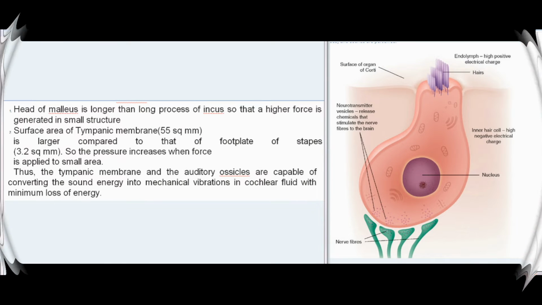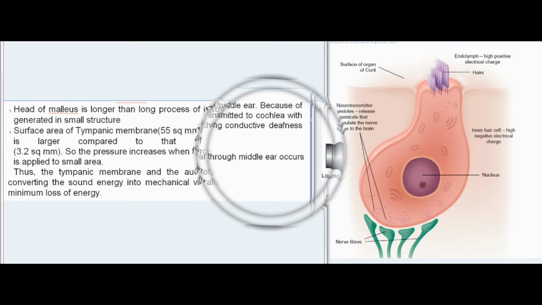Head of malleus is longer than long process of incus so that a higher force is generated in small structure. Surface area of tympanic membrane, 55 sqmm, is larger compared to that of footplate of stapes, 3.2 sqmm. So the pressure increases when force is applied to small area. Thus, the tympanic membrane and the auditory ossicles are capable of converting the sound energy into mechanical vibrations in cochlear fluid with minimum loss of energy.